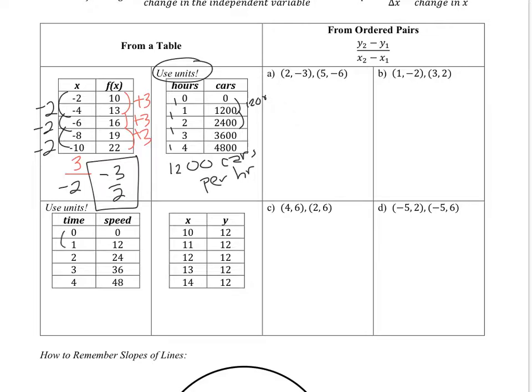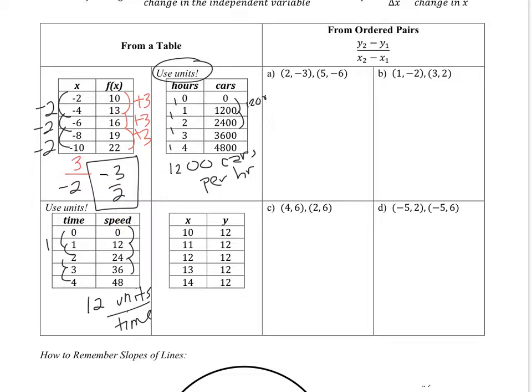For this one, I'm going up 1, up 1, up 1, up 1. So my change in x is 1, but my change in y is 12. So it's 12, but it says speed. I don't have a unit, so 12 units per time. That's kind of awkward because really each of these should have units.